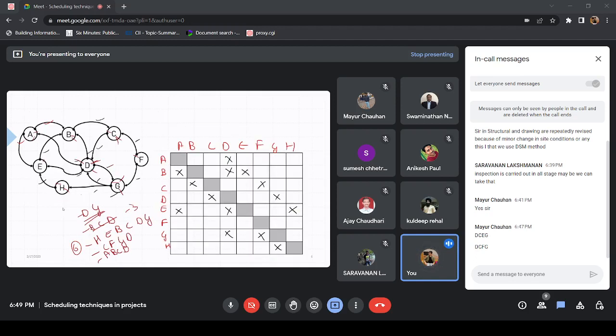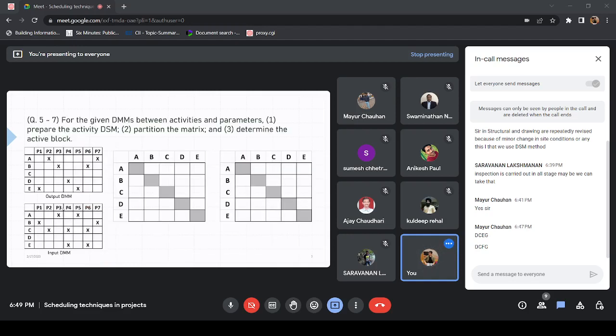Now you saw that if you are given a graphical representation like nodes and their edges, you can make a DSM and move on. I mean, forming a DSM is easy, but how to actually do it on site? So this question deals with that part. For the given DMMs between activities and parameters, prepare the activity DSM, partition the matrix, and determine the active block. So my first question is, what is a DMM?